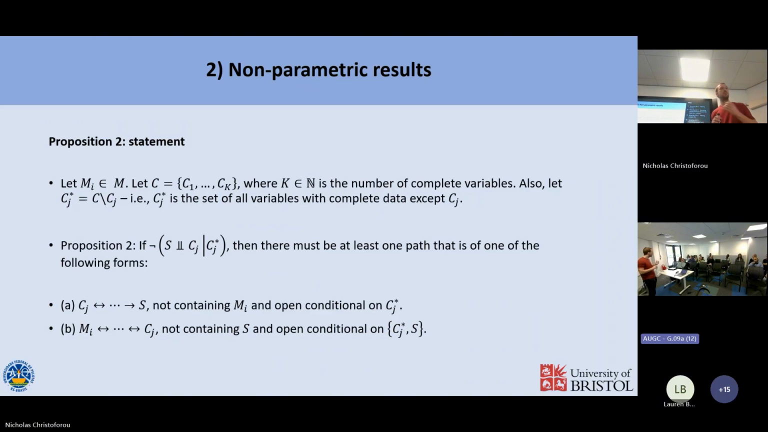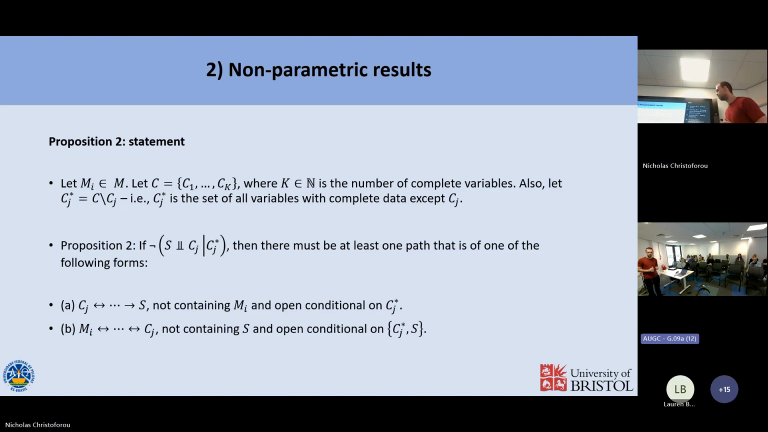And we have a set of complete variables. We can have, say, 10 complete variables. So we have C1, C2, C3, all the way up to C10. So K will be 10 in this example. And I also need to define this bit of notation, Cj star. Cj star is just the set of all covariates excluding a specific covariate. So for example, C1 star would be C2, C3, C4, all the way up to C10. C2 star would be C1, C3, C4, C5, all the way up to C10. Is that clear?